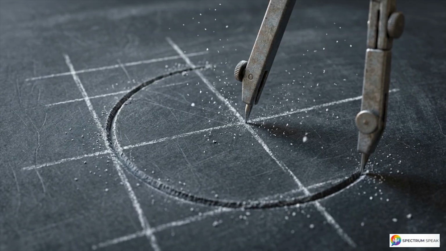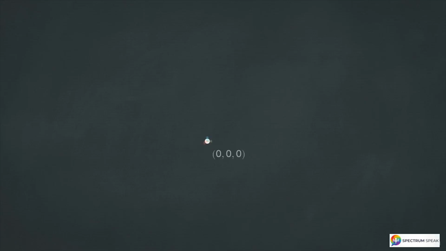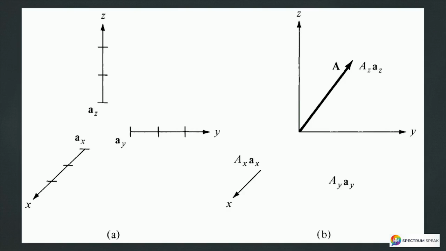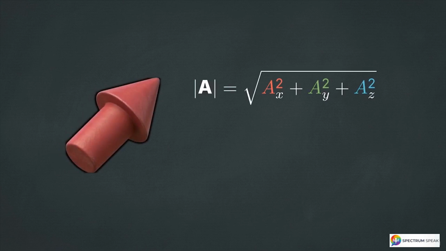To perform those calculations, we need a reliable framework to track direction. For most introductory problems, that is the Cartesian coordinate system, our standard x, y, and z grid. This diagram shows the foundation of that grid. These base unit vectors, ax, ay, and az, each have a length of exactly 1. Any vector A in this space is built by adding its specific x, y, and z components along those axes. Once we have those three components, we find the vector's total magnitude, its exact length, by squaring them, adding them, and taking the square root.